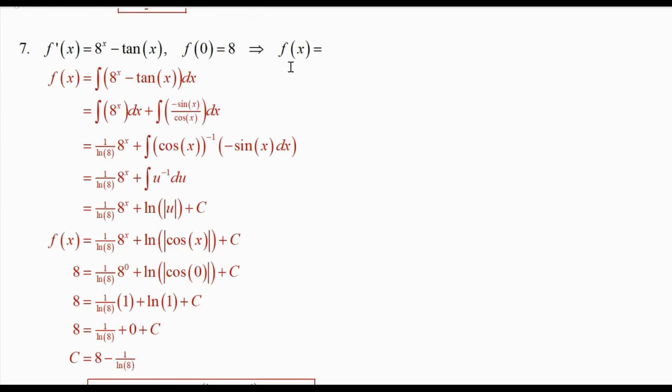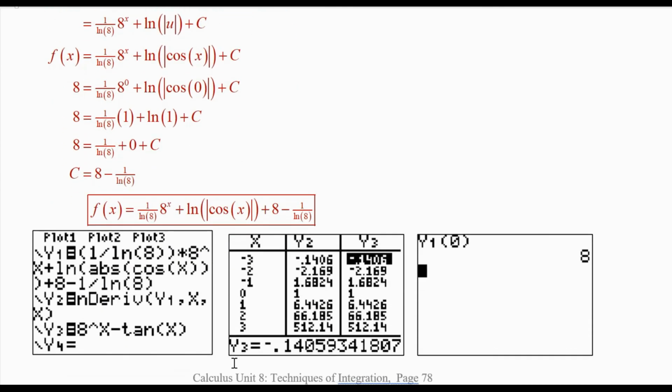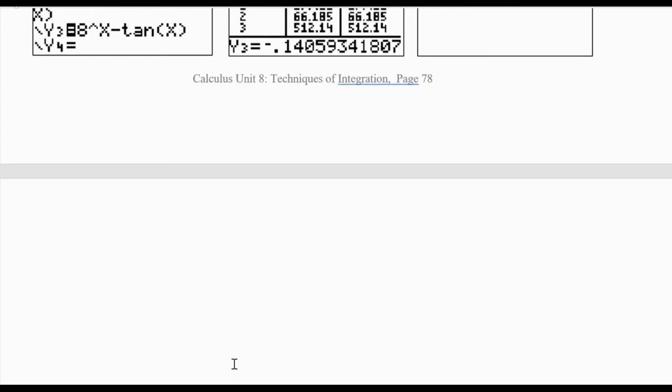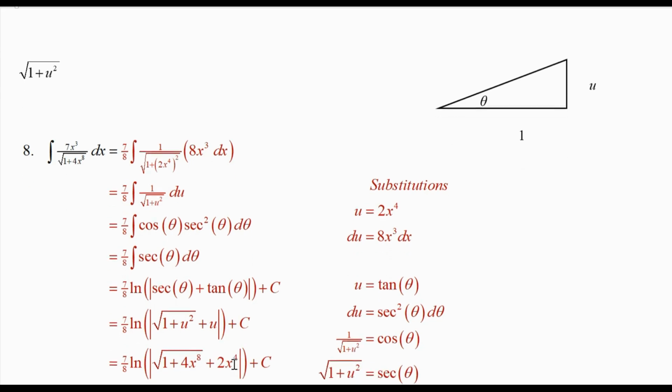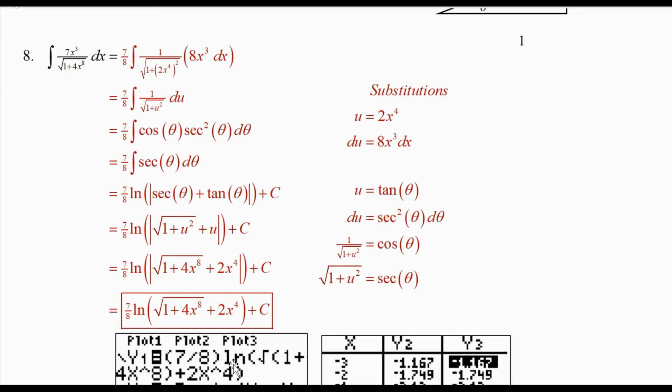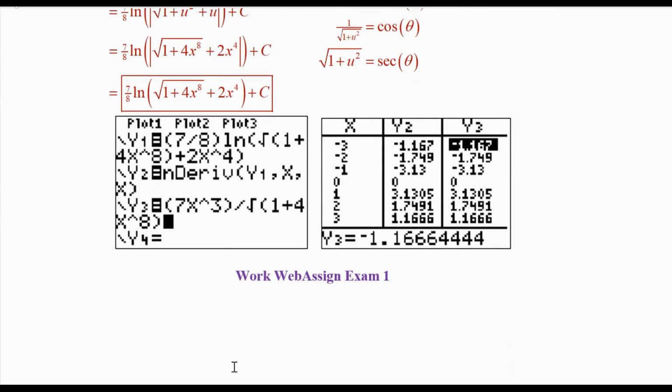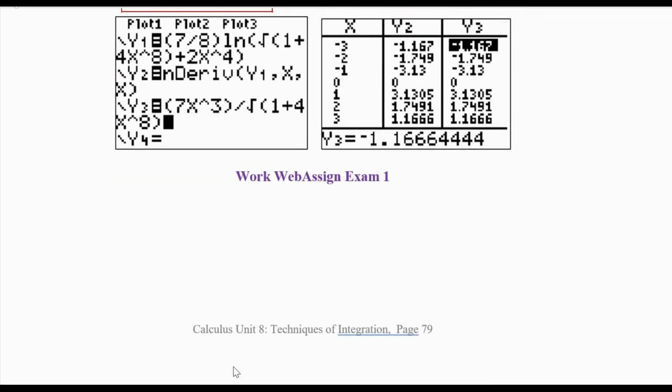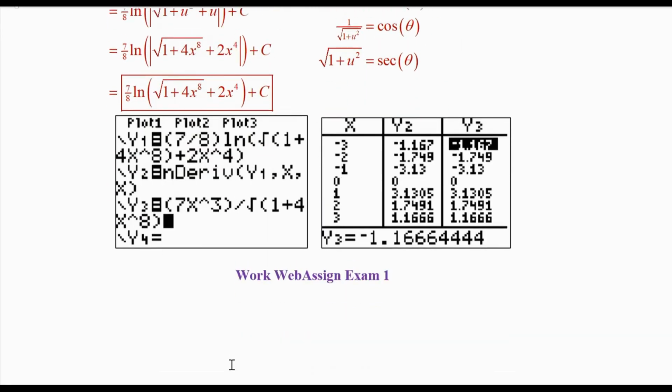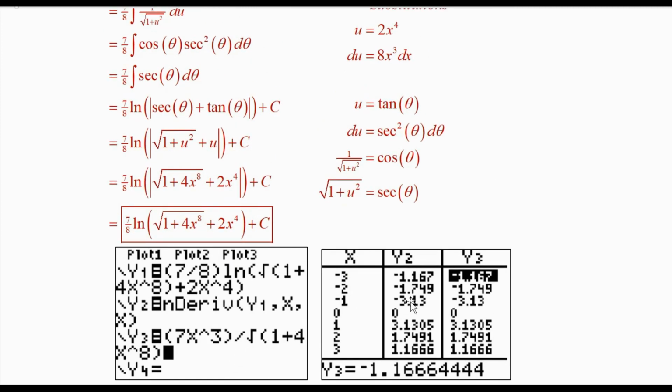Here's another example where you're finding a specific antiderivative. So here we find the family of antiderivatives, substitute the constant, find the specific one. And it looks like we got another trig substitution. Okay, and then it's time to be prepared for your exam at that point. So hopefully you'll find those helpful to you. Happy integrating.